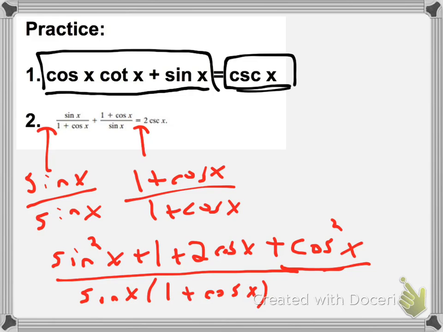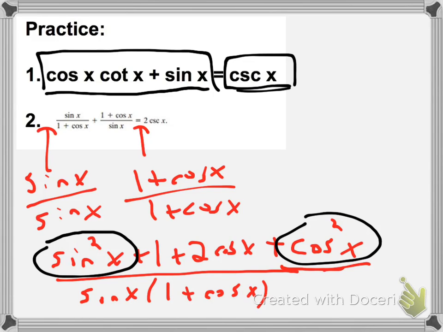Okay. Again, as you do these, things will start to jump out at you. In particular, in this case, what hopefully is jumping out at you is I've got a sine squared plus a cosine squared. And so those two things are going to simplify via the Pythagorean identity to 1. And so I'm going to have 1 plus 2 cosine of x on the top.